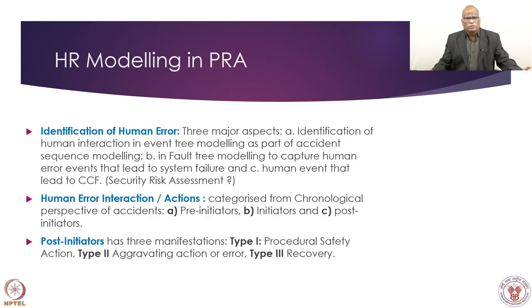So now, how is HRA modeling done in PRA? When we do PRA, there are intuitive areas whether the human error is coming on recovery level or is a safety action, that is a part of the event tree, then it becomes a part of accident sequence. If it is in a fault tree, that one component has failed and human intervention is required to start the standby equipment, then it is a human reliability component at the fault tree level also.